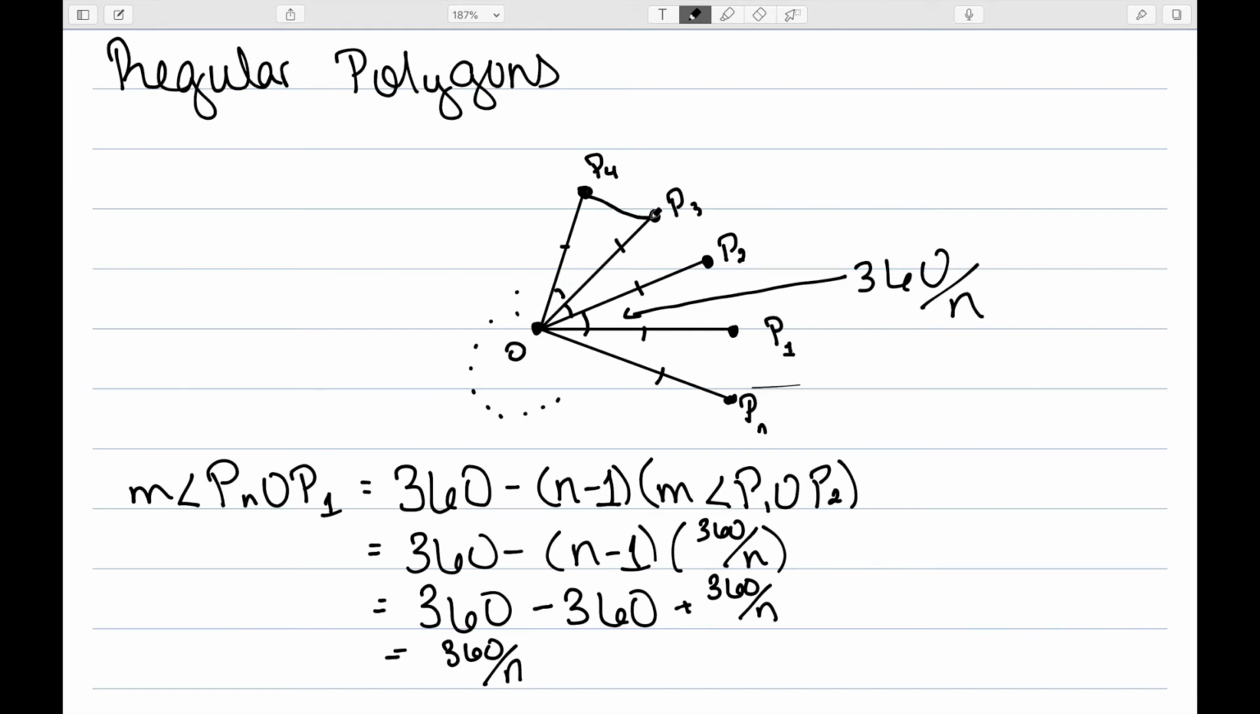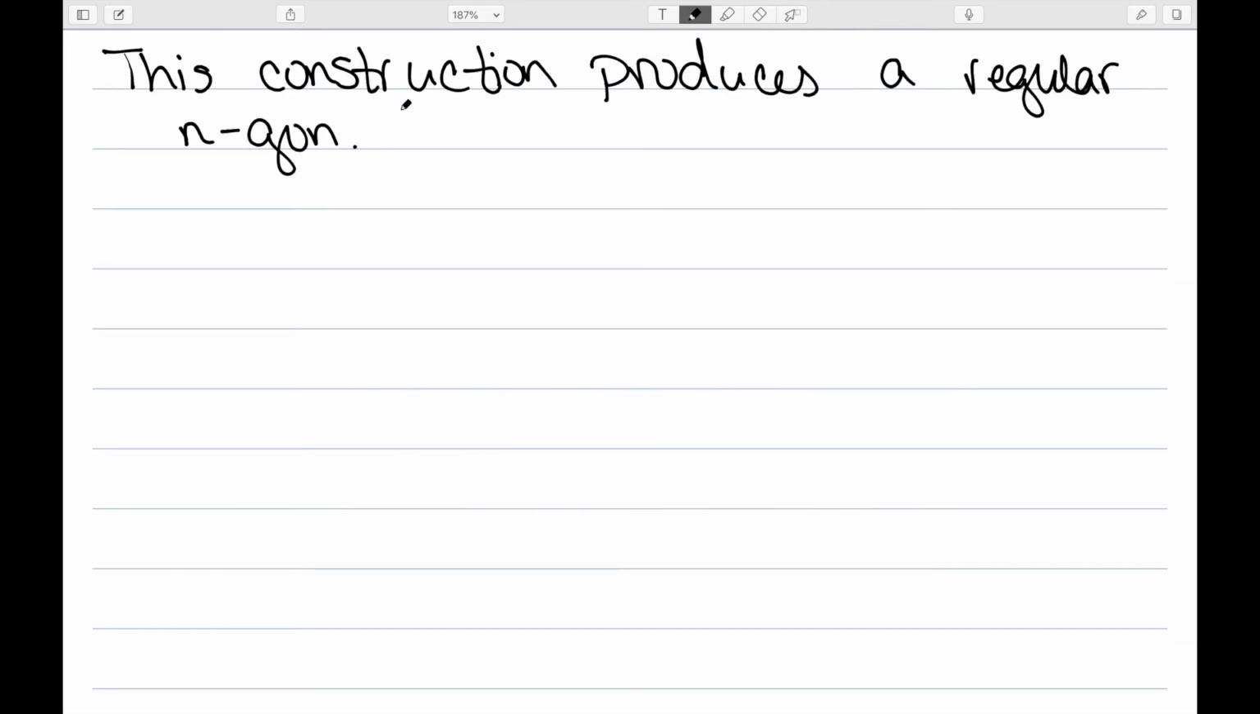All of those angles are congruent, and my actual polygon comes from drawing the polygonal path between these vertices. This construction that we just did produces a regular n-gon, where n is greater than or equal to 3. So essentially what I've just shown is that no matter what, I can construct these regular n-gons, so regular polygons do exist.